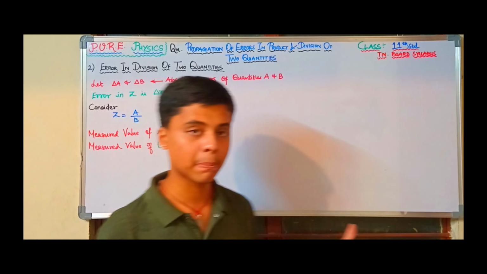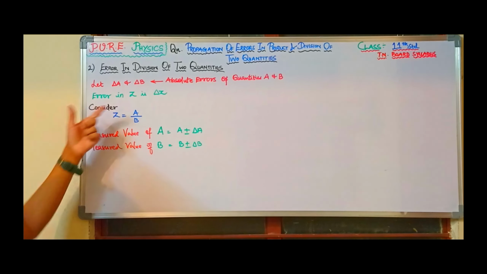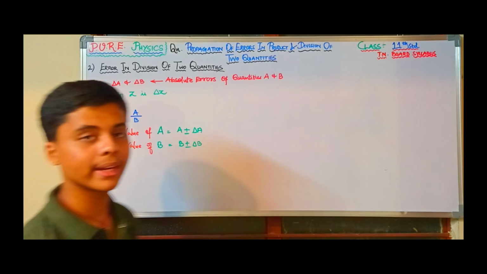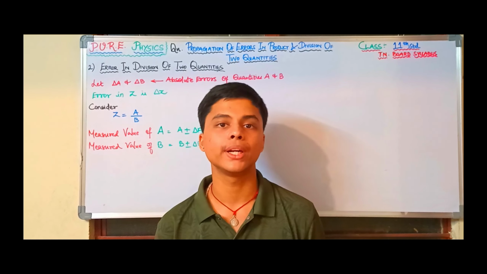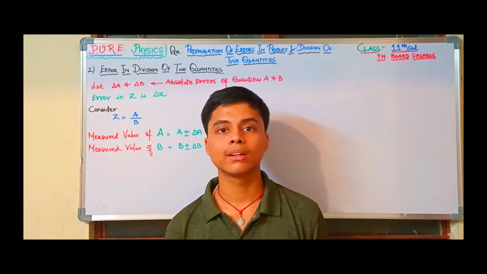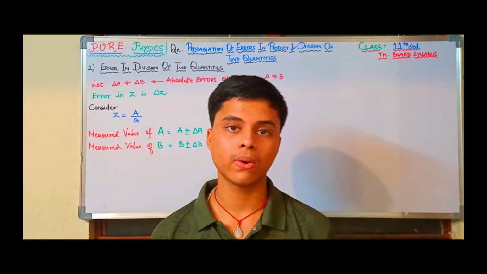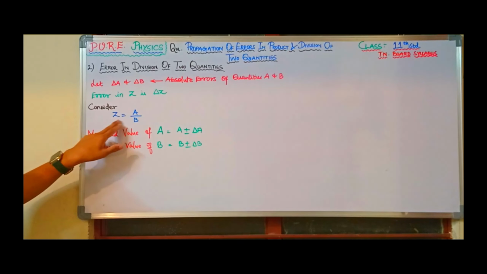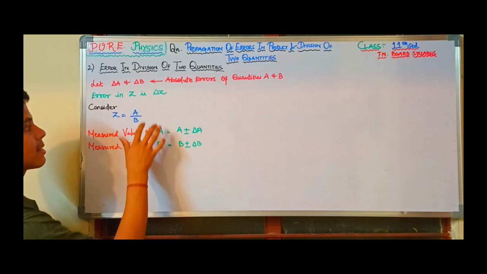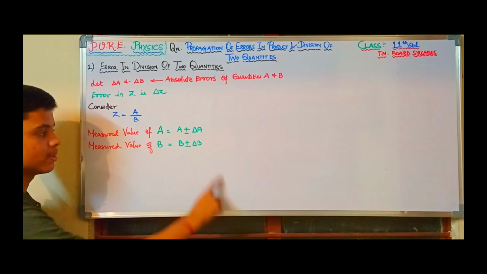So now moving on to the second part of the same question, which is the error in the division of two quantities. I'm going to take delta A and delta B as the absolute errors of quantities A and B, and the error in the final quantity Z is delta Z. And I'm going to take Z is equal to A by B, where I'm going to substitute the values of A and the values of B.